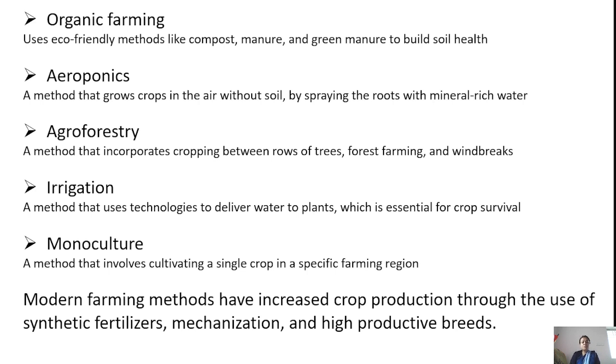Monoculture. Mono means single. That means a method that involves a single crop in a specific farm region. In this way, modern farming methods have increased the crop production through the use of synthetic fertilizers, machines, and high productive breeds. But through this, there is a reduction in the health of the soil.